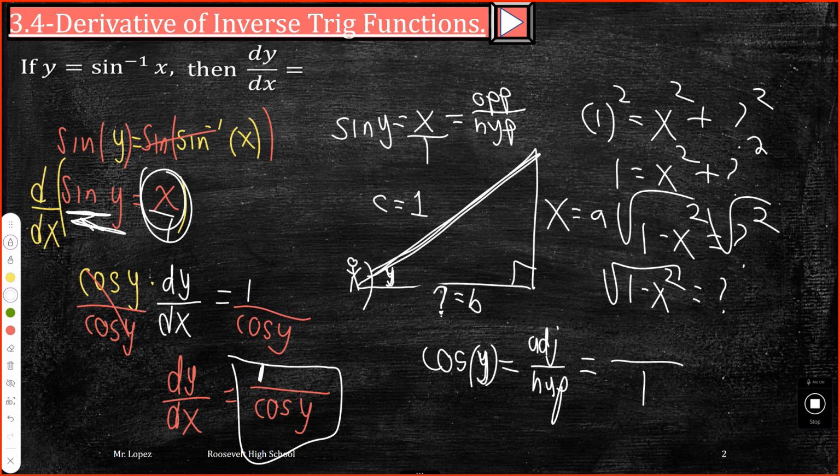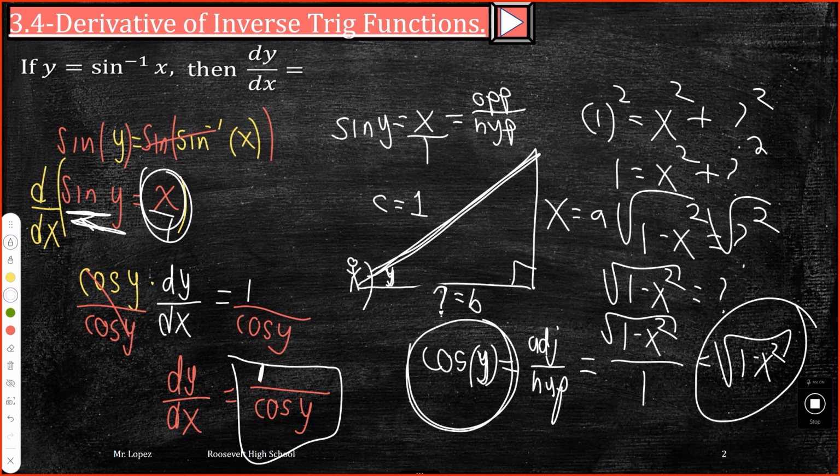So the adjacent, which is right here, b, is square root of 1 minus x squared over 1, which is square root of 1 minus x squared only. And now we can substitute that cosine y is this. And we can plug it in here, and we have solved it. 1 over square root of 1 minus x squared is the derivative of sine inverse.